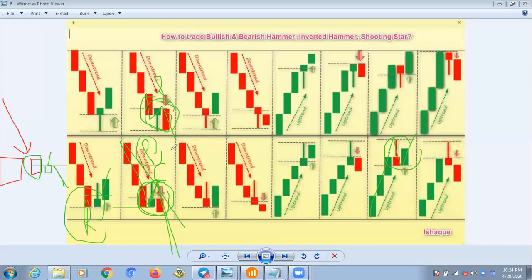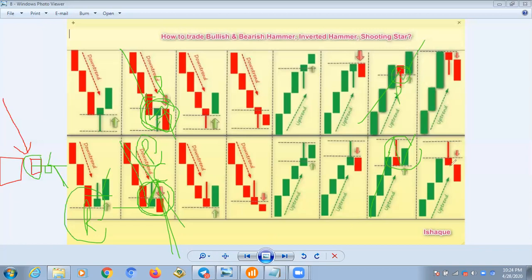When the reversal pattern is not working in the middle of the trend, in the continuation of the trend, which reversal pattern? If the trend is going down and this is the opposite reversal pattern, it means the bullish reversal pattern. When the trend is going up and this is the reversal pattern, it means the bearish reversal pattern is not working. It means we can say this is the pullback.